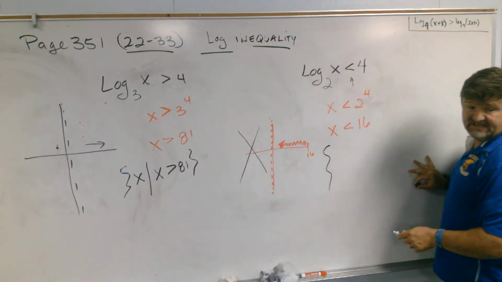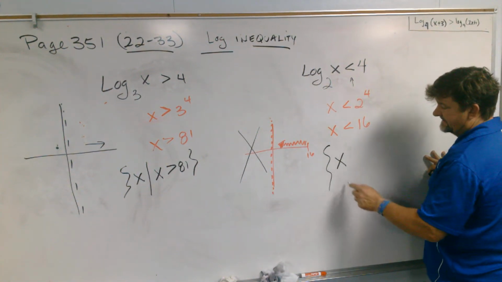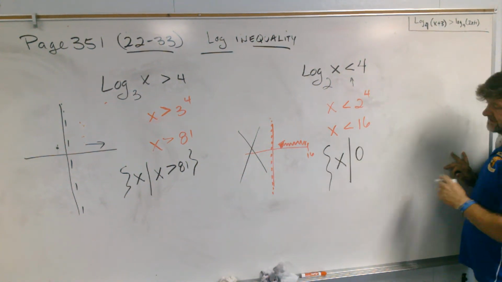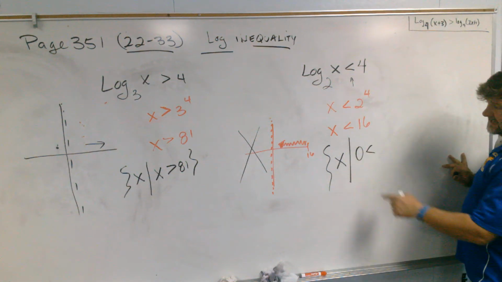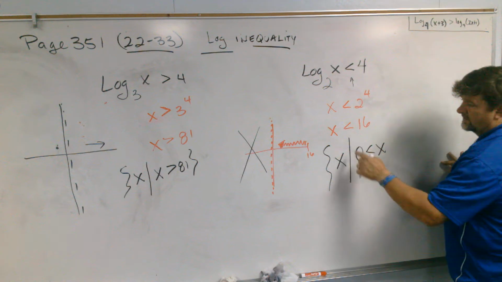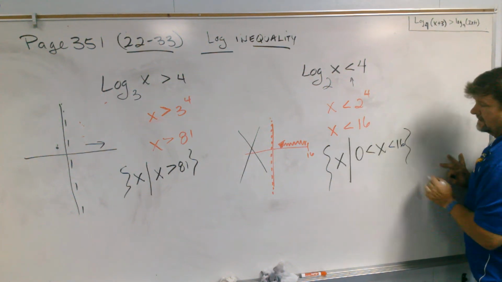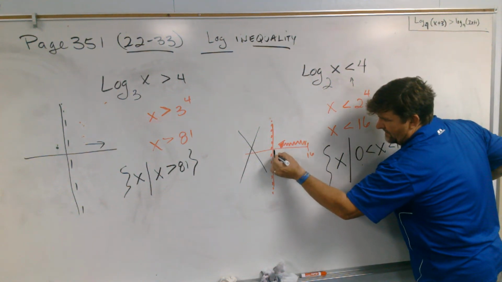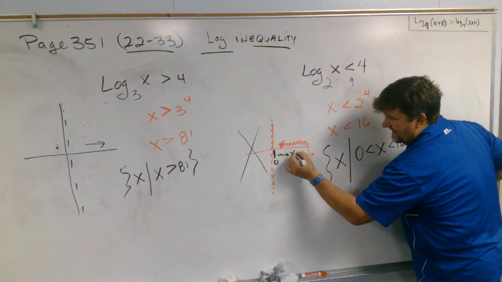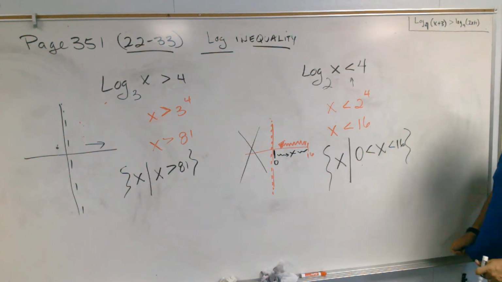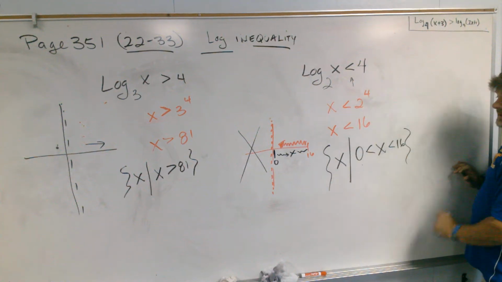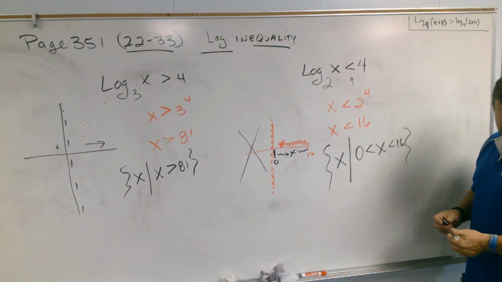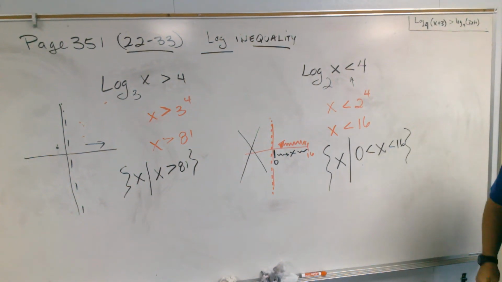If we write it the way you're going to see it in your answers, x such that 0, which starts the domain, is less than x, which is less than 16. Okay? So what we're saying here is this area right here from 0, x can be anything in between here. X such that x is between 0 and 16. That's how you're going to see the answers, okay, when we're dealing with inequalities.